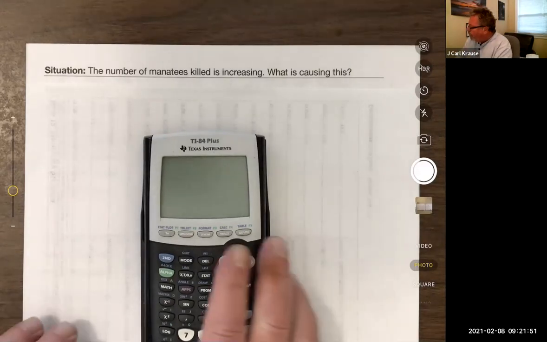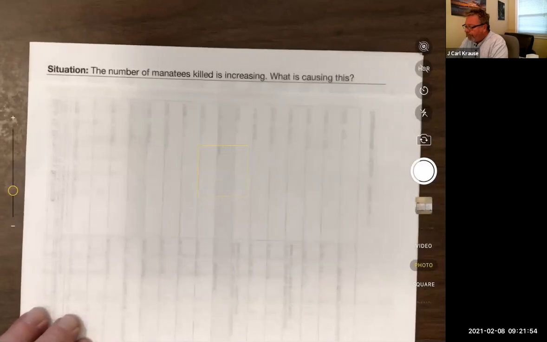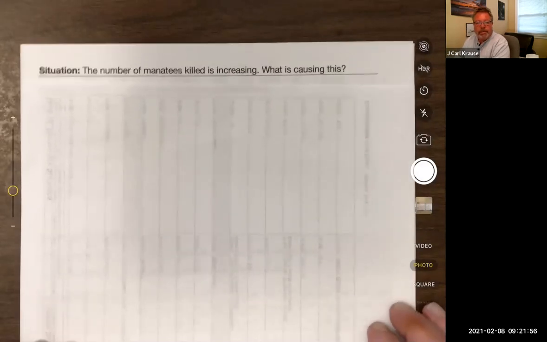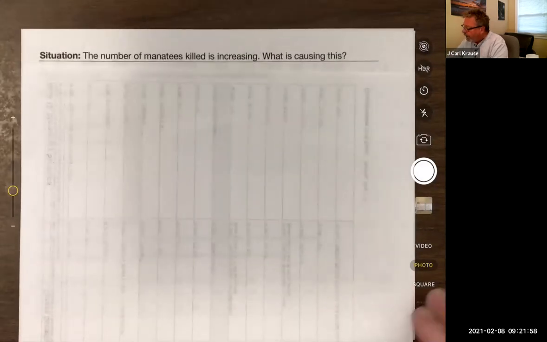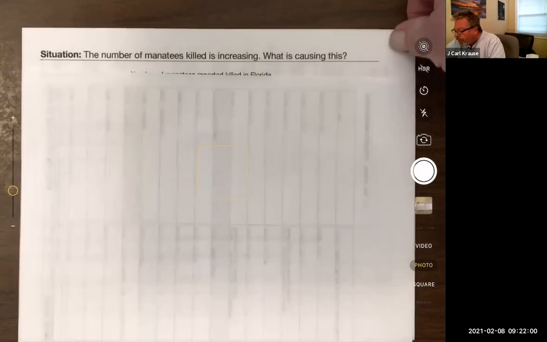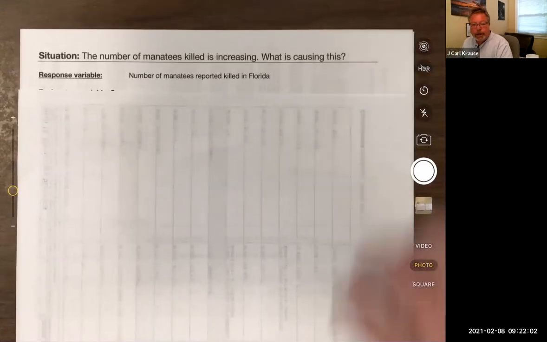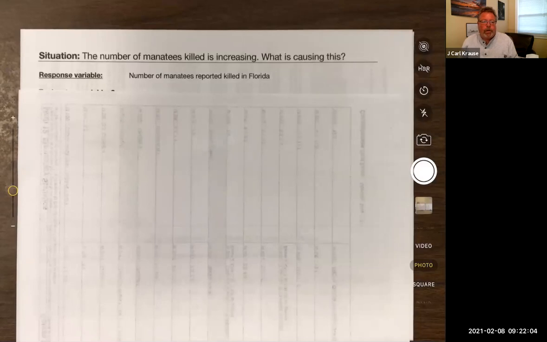So what I want to do is look at this from a simple linear regression analysis point of view. And what I'm going to do is identify our response variable. This is the one that we are trying to predict. The response variable will be the number of manatees reported killed in Florida.